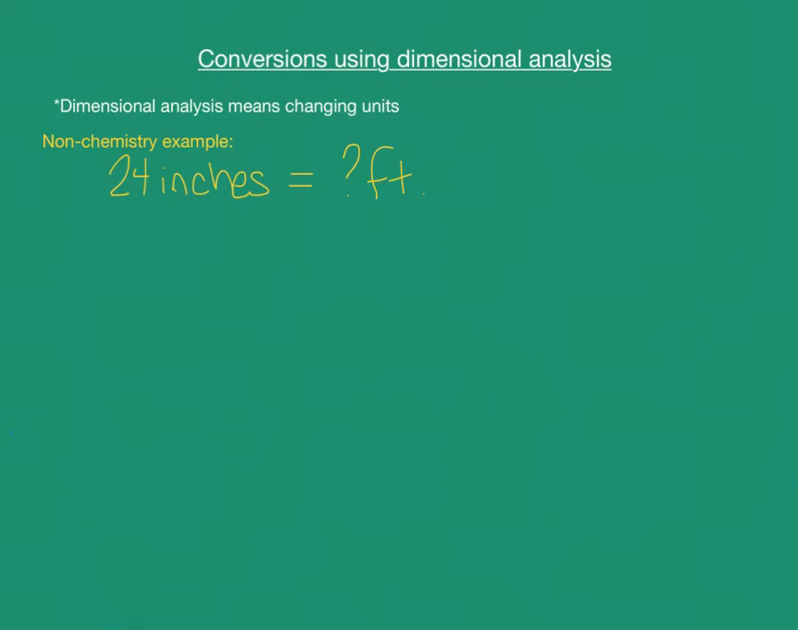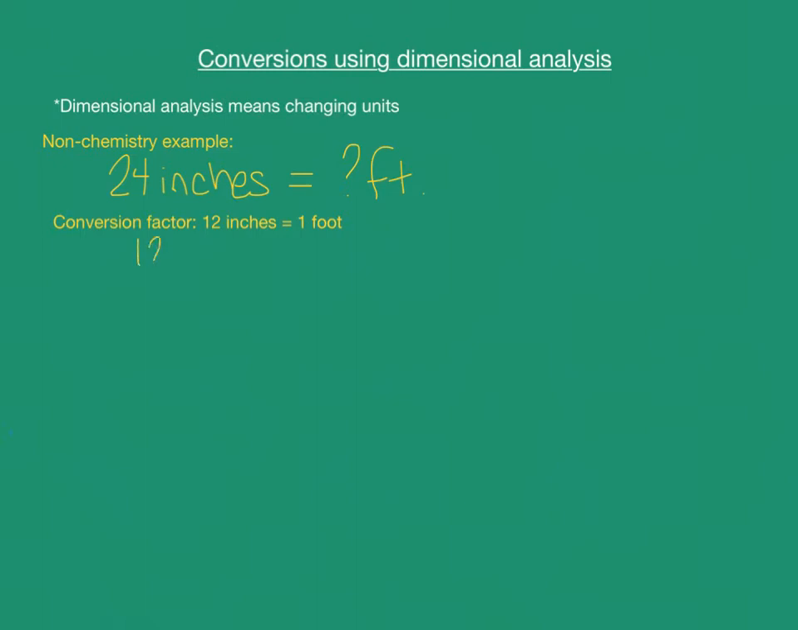The first thing we need is a conversion factor. So the conversion factor is there are 12 inches in 1 foot. This is a common type of factor. Hopefully you all know that. In chemistry, we use one that's a little more complicated. But what we can do with the conversion factor is we can write this as a fraction.